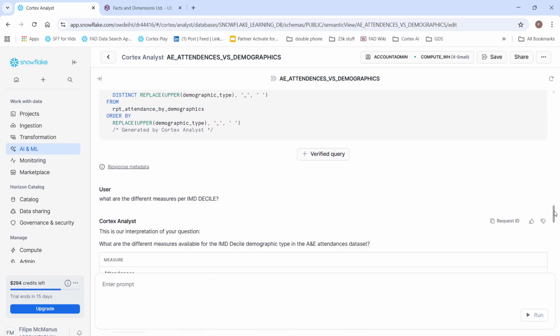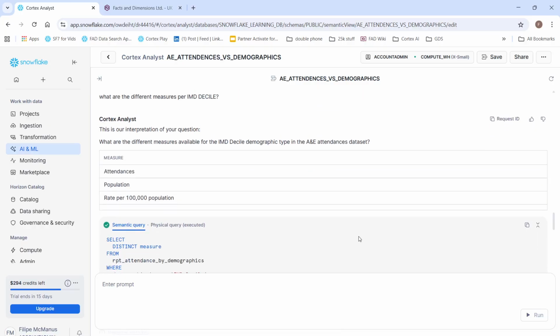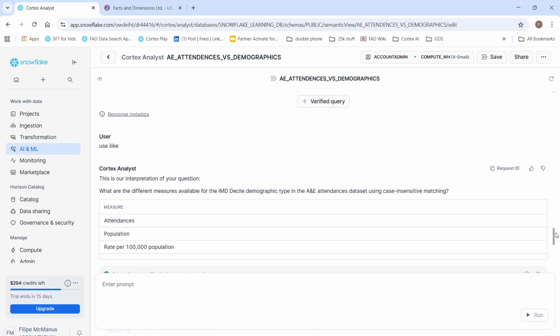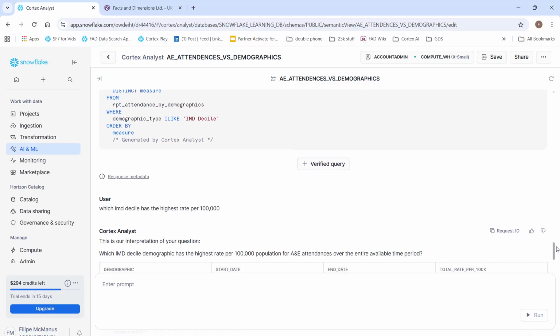Then I go on to say, what are the different measures per IMD decile? And it's given me the different measures: attendances, population, and rate per 100,000 population. So then I told it to use ILIKE so that it could actually take both spellings of IMD decile, and it's done it correctly, upper and lower case. The thing about Snowflake is that it's case sensitive.